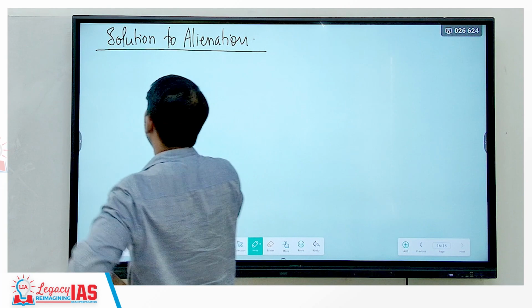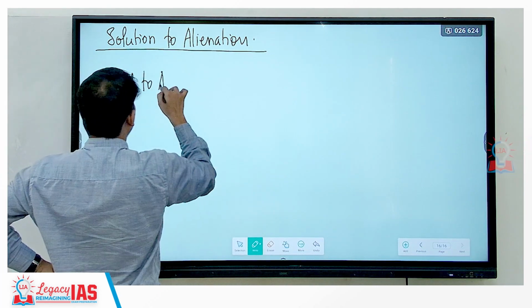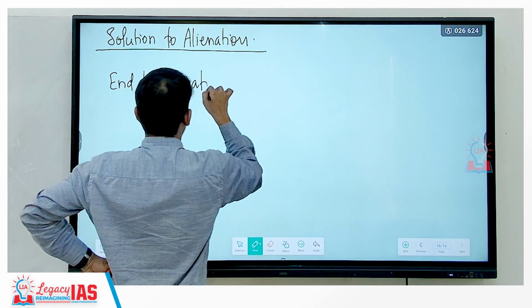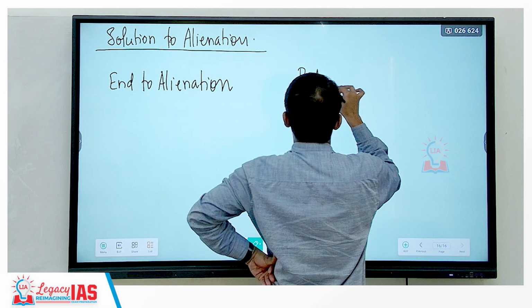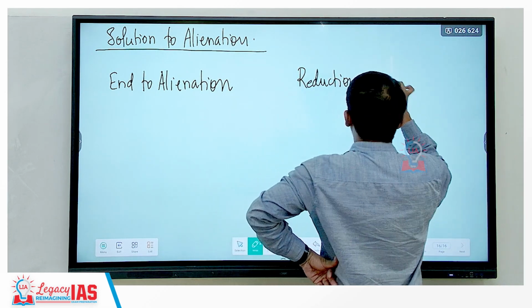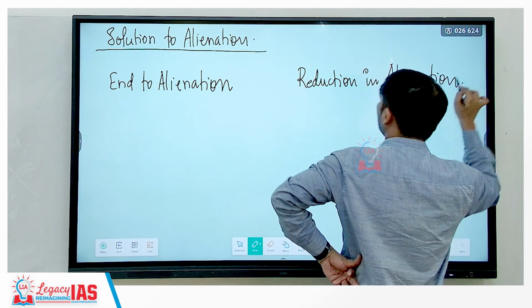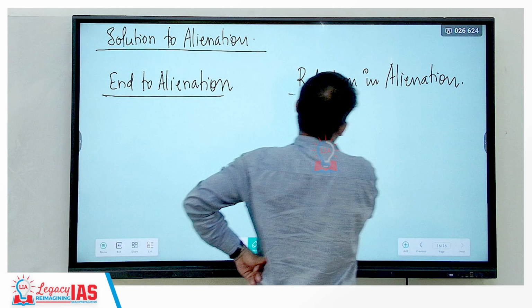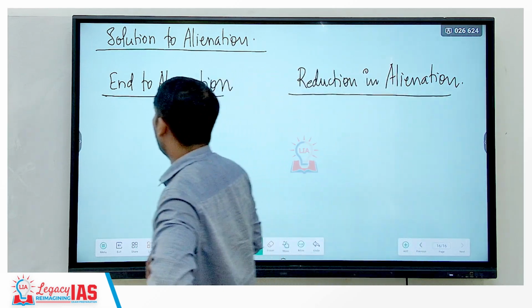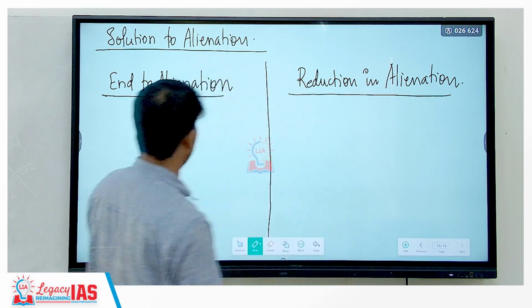Okay. So it can be either an end to alienation, this will also be a solution, or a reduction in alienation, this is also a solution. End to alienation, this is a solution. Reduction in alienation, this is a solution. So for both the things, Marx gives a solution.